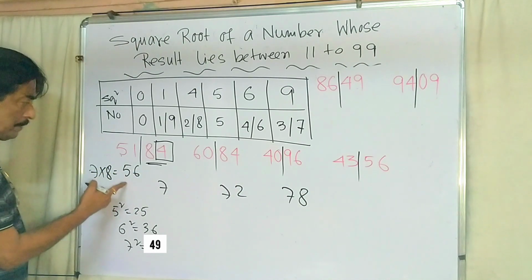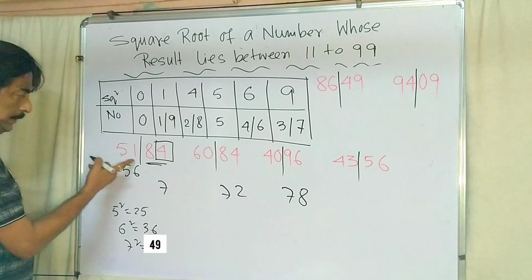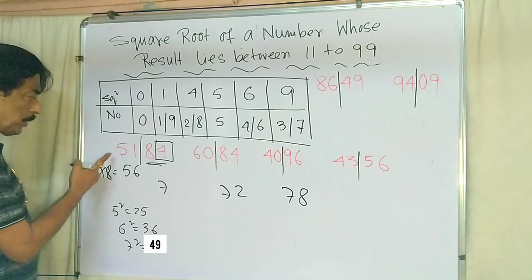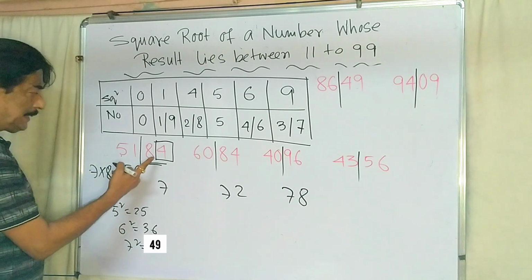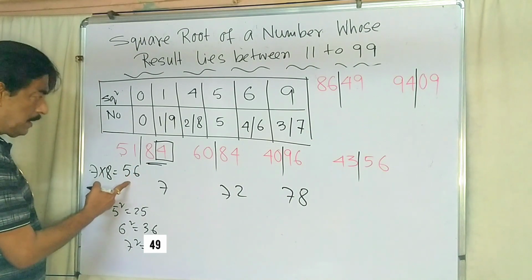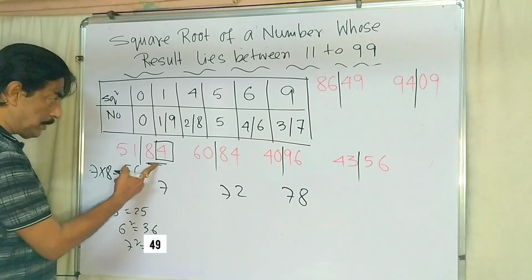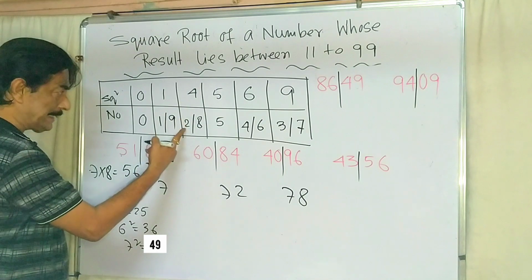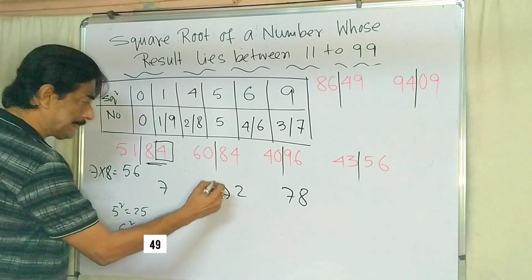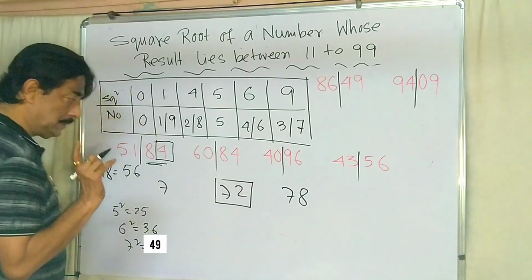Now consider this number with respect to the left hand two digits. This 56 is more than 51. So under 4, as it is more, you have to consider the less number. Under 4, the less number is 2. So you have to consider 2. 72 is your correct answer.